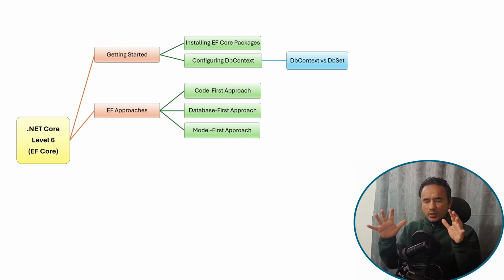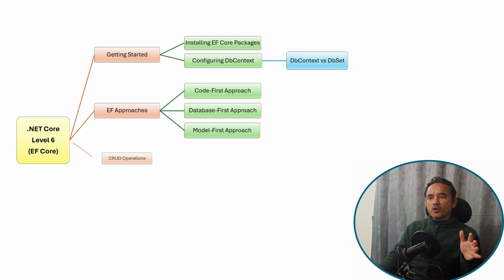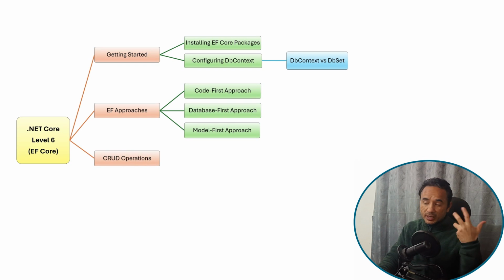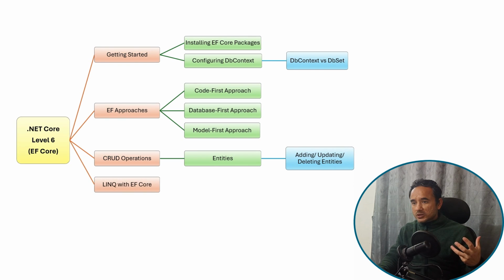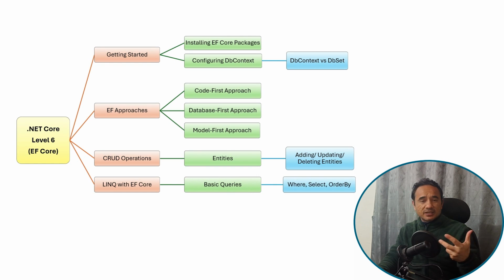Once you are set up, then you can perform CRUD operations. What are CRUD operations? You will do them on entities, for example adding, updating, deleting entities. Also, you can use LINQ with EF Core and perform basic queries like where, select, order by for filtering, sorting, and grouping the data.